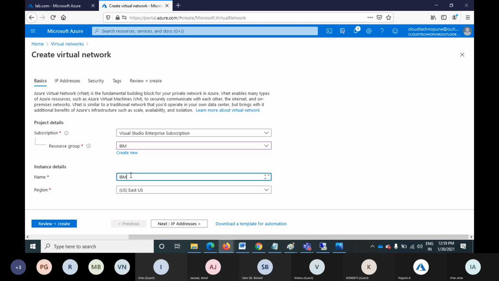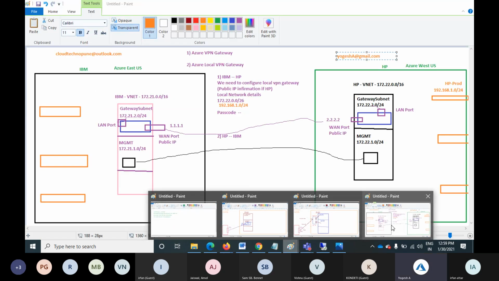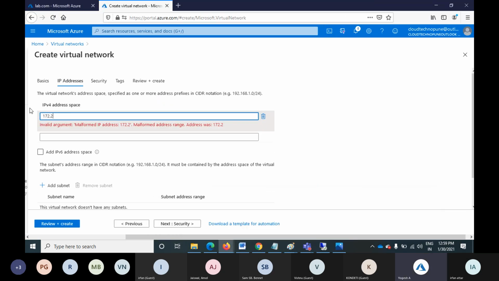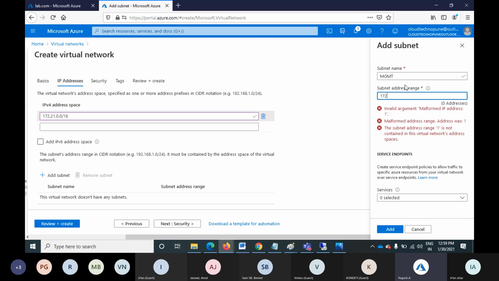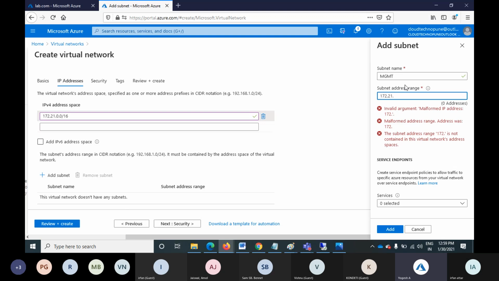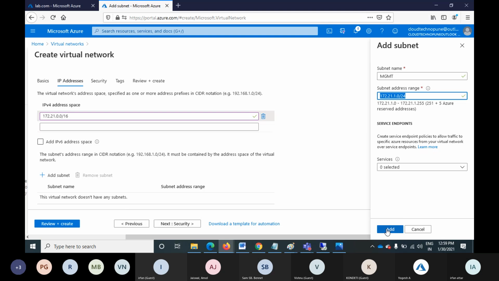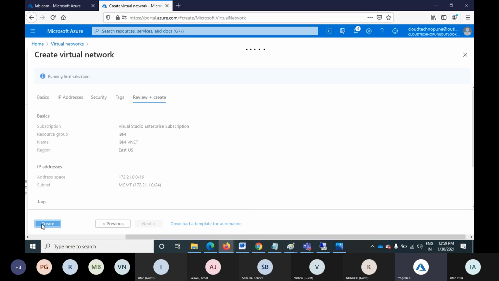So, IBM VNet. And which IP ranges have we discussed? 172.21, right? So 172.21.0.0/16. First, the management subnet, which is 172.21.1.0/24. Let's create it.